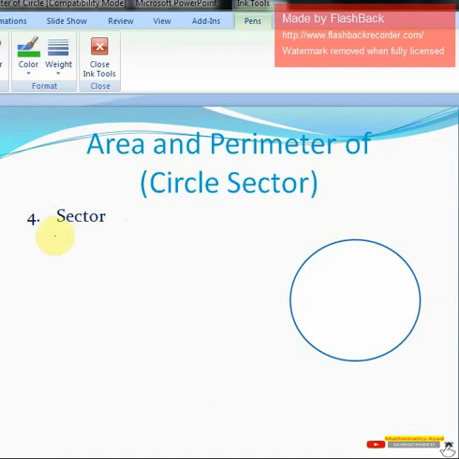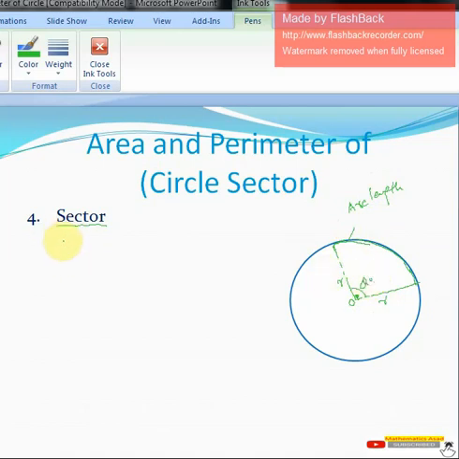Sector. So what is sector basically? Sector is basically formation of a sector shape. This shape is bounded by 2 radii and the arc length. This length, a portion of the circumference which is cut by 2 radii, is called arc length. So this is arc length and this is radius. This must be some angle.